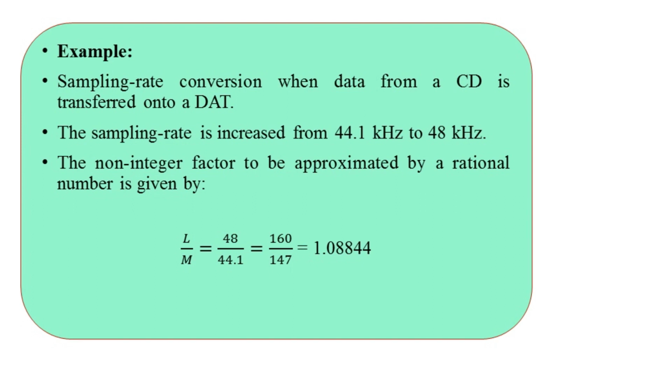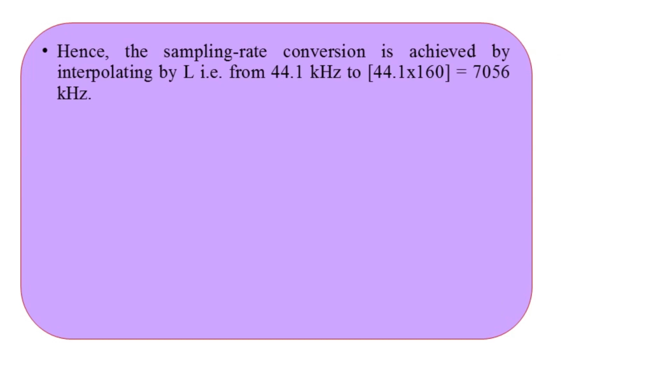So therefore the sampling rate conversion here is achieved by first of all interpolating by the integer factor L. We have the 44.1 kHz multiplied by 160, as we showed in the previous slide, that is equal to 7056 kHz.